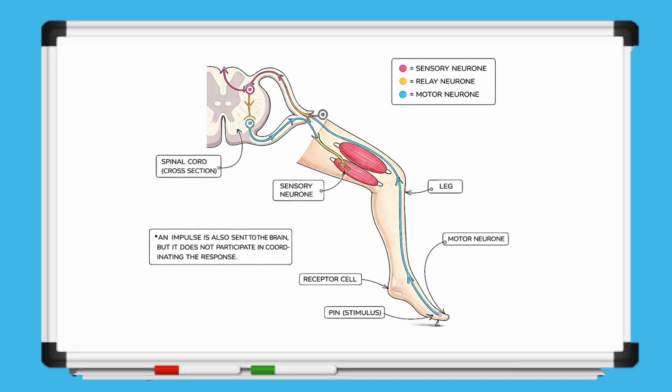Inside the spinal cord, the impulse passes to a relay neuron, which connects the sensory neuron to a motor neuron. The motor neuron then carries the impulse to the effector, in this case, a muscle in the leg. The muscle contracts, pulling the leg away from the pin almost immediately. At the same time, an impulse is sent to the brain to make us aware of what happened. However, the brain does not control this immediate response. This is why reflex actions are so quick and protective. They happen automatically to prevent injury before we even have time to think.